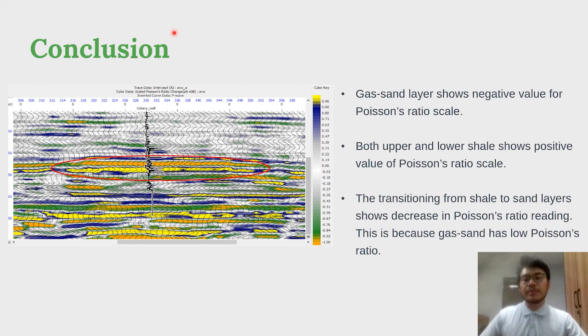As a conclusion, based on the AVO analysis, based on the scaled Poisson ratio change, in the highlighted area it is shown that the Poisson ratio for the gas sand shows a negative value based on the Poisson ratio scale over here. Both upper and lower shale show positive values on the Poisson ratio scale. The transition from the shale to sand shows a decrease in Poisson ratio reading. This is because gas sand has low Poisson ratio. So it is concluded that Poisson ratio reflectivity can be used to delineate hydrocarbon.